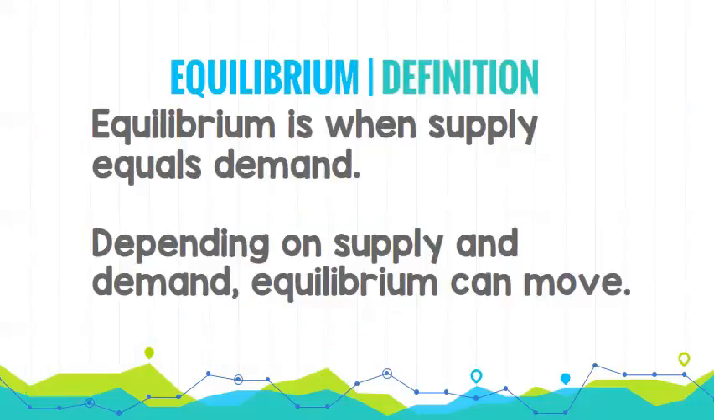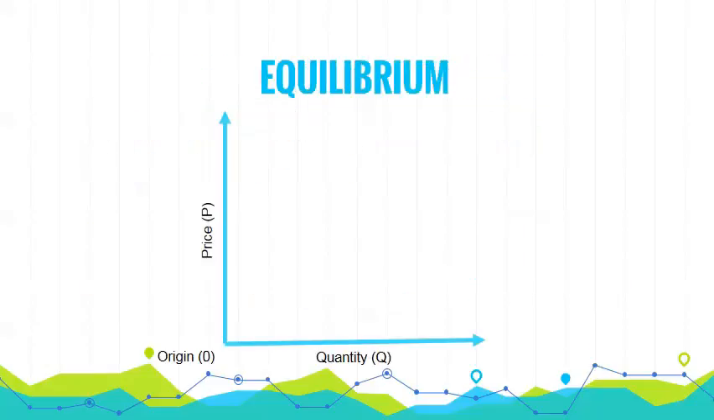So equilibrium is when supply equals demand. Depending on supply and demand, equilibrium can move. So it depends on what people want, what people need, and how this all works out. That's the most important part here: how does this actually happen? What steps need to be taken in order for us to go through and do this?